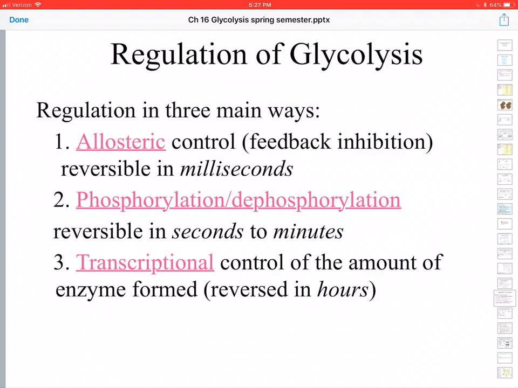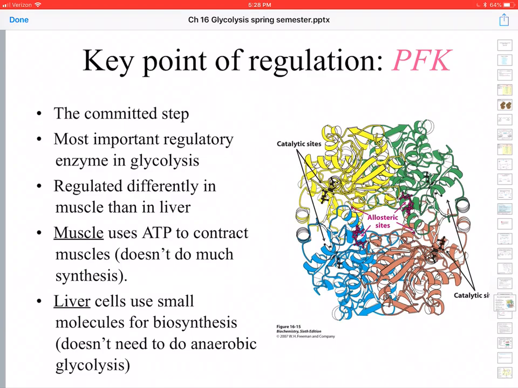Notice that allosteric control is reversible in milliseconds. Phosphorylation and dephosphorylation can change the activity of an enzyme and can be reversed in seconds to minutes, whereas transcriptional control takes the longest, and can be reversed in hours. Once you've got enough enzyme, your body will have to break down those enzymes or make new ones. That could take an hour or more. So allosteric, very fast. Phosphorylation, seconds to minutes. Transcriptional control, the slowest.